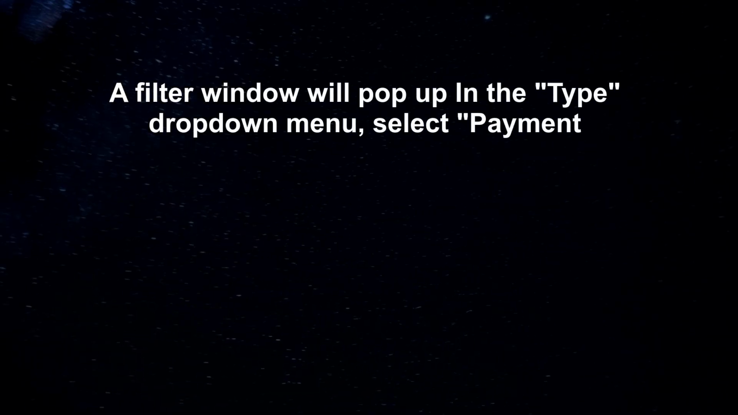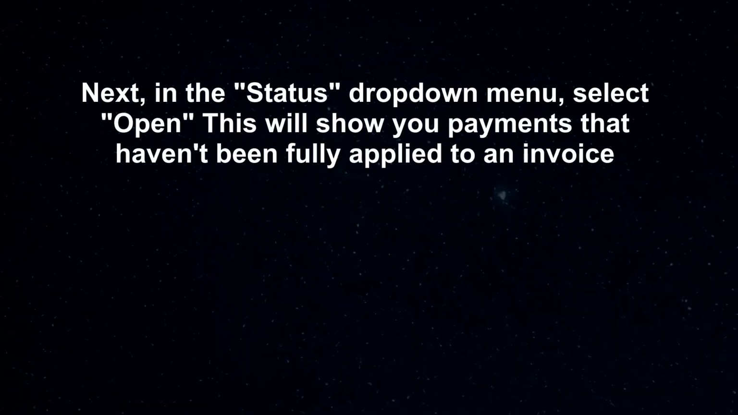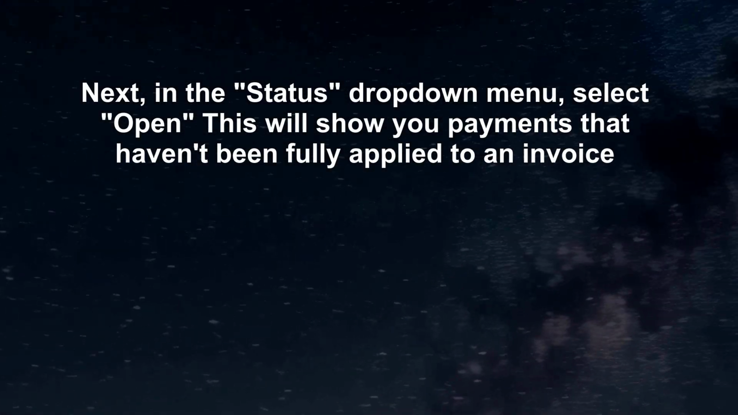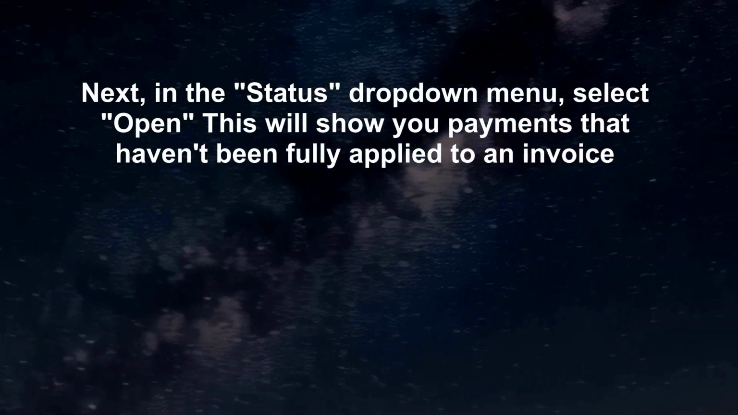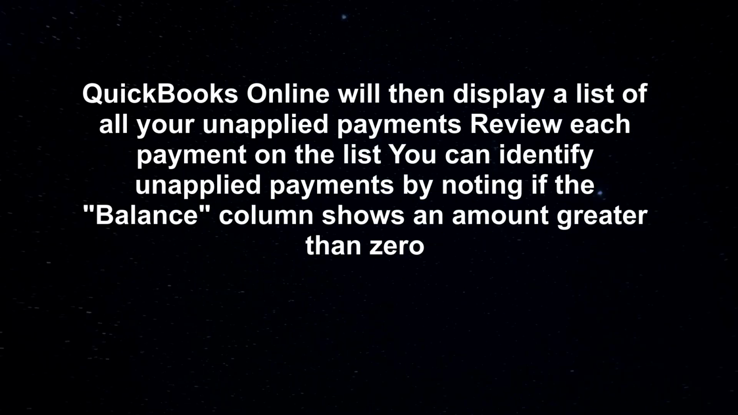A filter window will pop up. In the Type drop-down menu, select Payment. Next, in the Status drop-down menu, select Open. This will show you payments that haven't been fully applied to an invoice. QuickBooks Online will then display a list of all your unapplied payments.